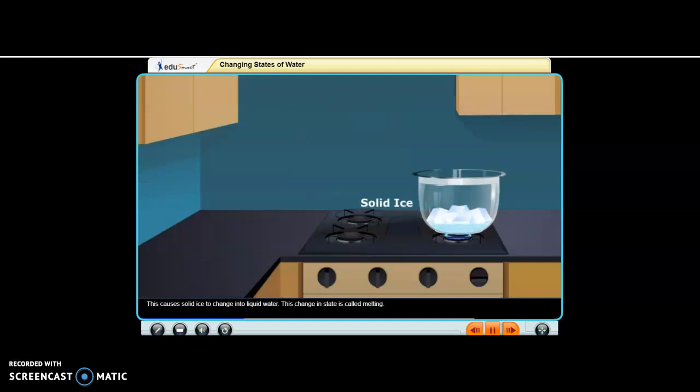This causes solid ice to change into liquid water. This change in state is called melting.